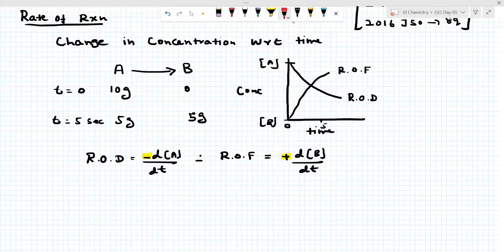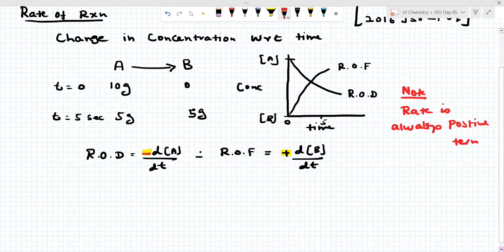Now note the important point. Please note the rate is always a positive quantity. Rate is always a positive term. Now the negative indicates what? It indicates A's decreasing concentration. Now what is the unit of rate of reaction?